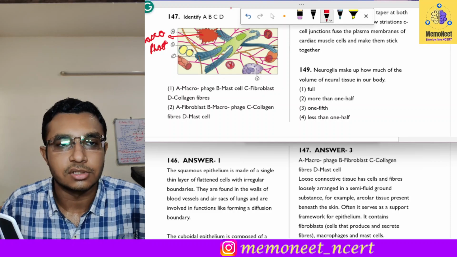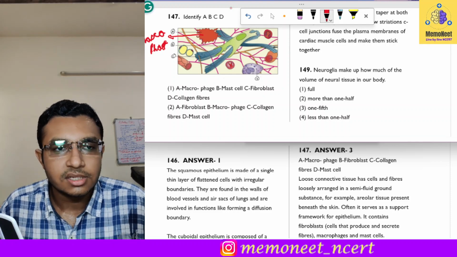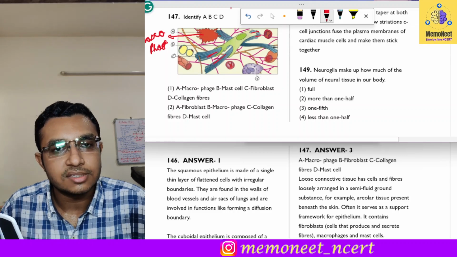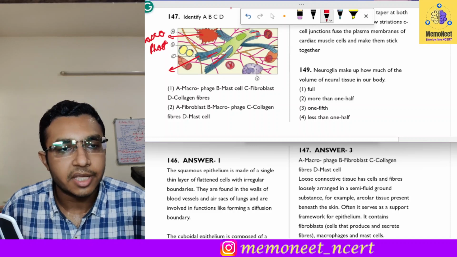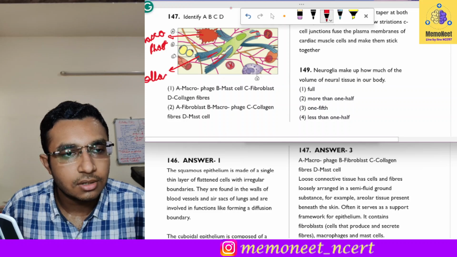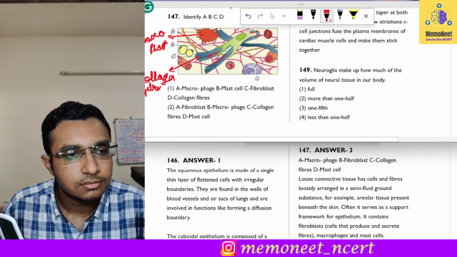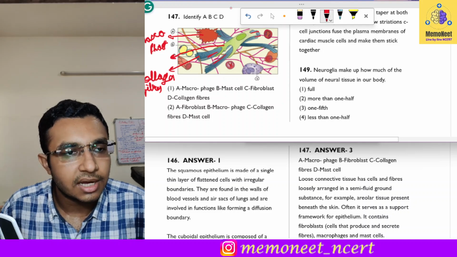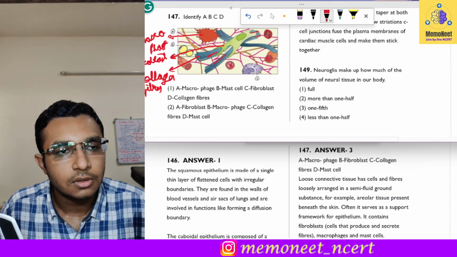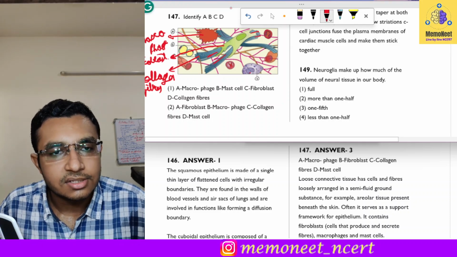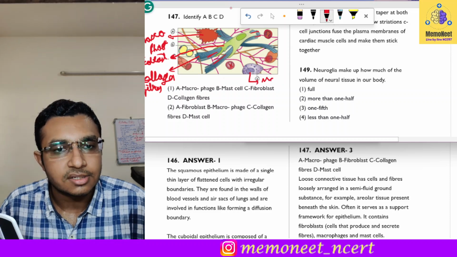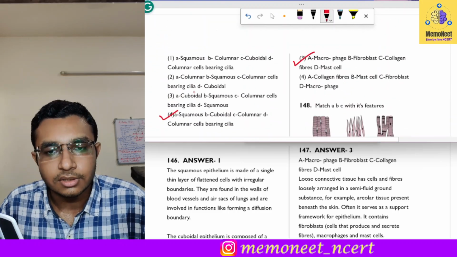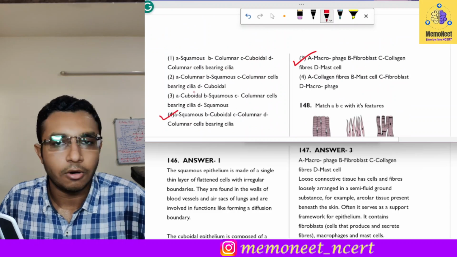It is phagocytosis. Then this cell which you can see, which is labeled as B, as you can see it is secreting some fibers. Okay, these are the fibers which are being secreted. So these fibers are the collagen fibers which are labeled as C. So C will be collagen fibers, and the cell which is secreting the collagen fibers, that is B, so that will be the fibroblast. Okay, so B will be fibroblast, and this is D. Okay, and this cell is the mast cell. So the correct answer of this question is option 3. Okay, option 3 has the correct matching or the correct labeling.